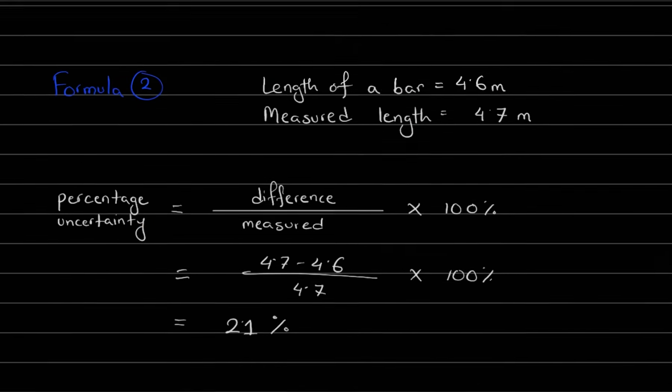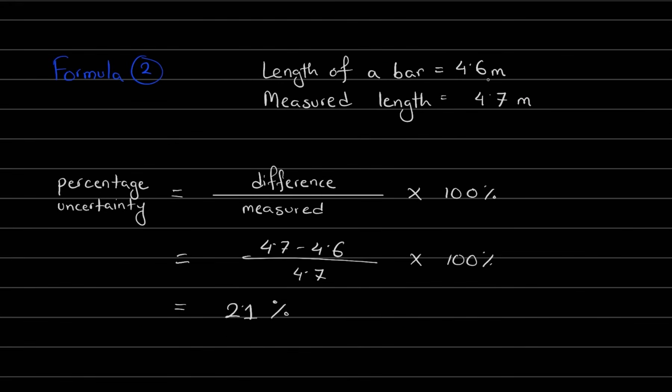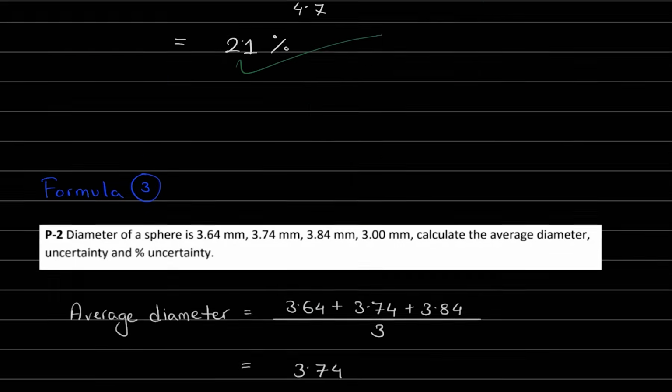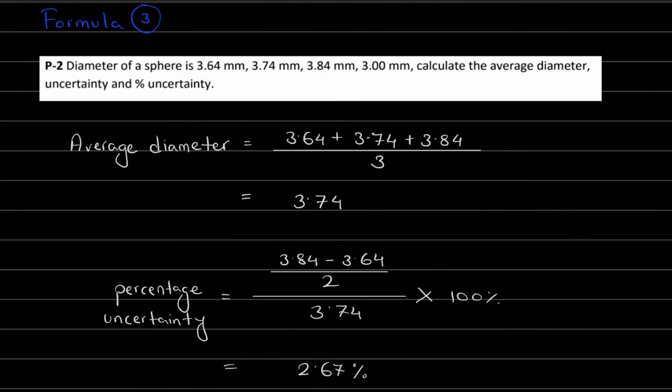In the second formula, we can see that there is a length of 4.6, but the measured value came out 4.7. If we just use this in the formula, we can find the difference and the measured value to find 2.1 as the percentage uncertainty. In the last formula, you can see we have more than one number. So what we have to do, we have to take an average of this.